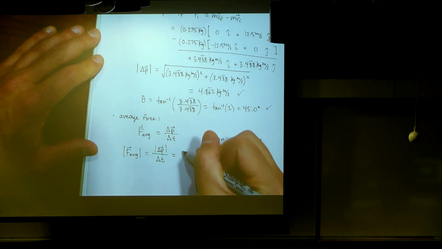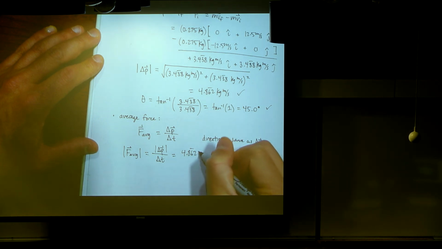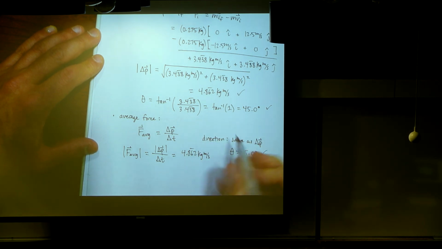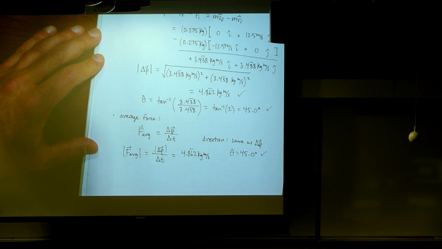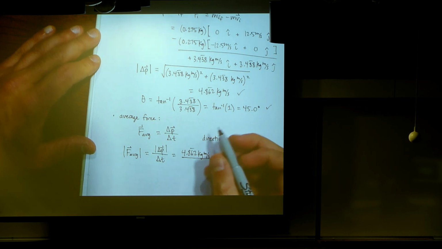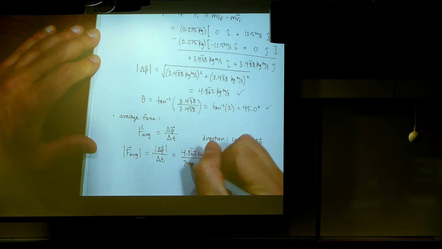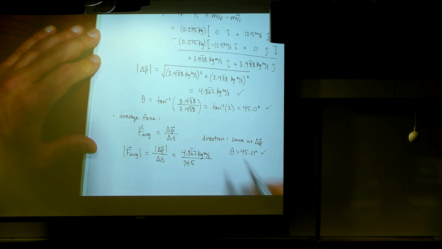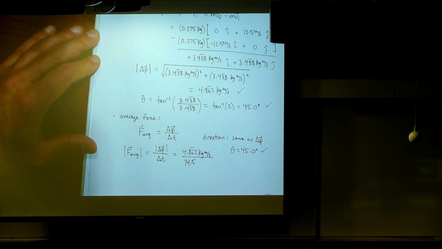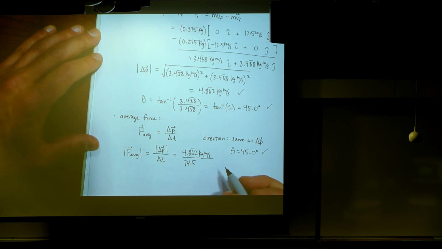So the magnitude of our delta P was 4.862. Units on that were kilograms meters per second, right? Because it's a mass times a velocity. But we divide out the time interval, which in this case was 74.5 milliseconds. So you guys remember milliseconds, or prefix milli, what that is? 10 to the negative 3 seconds. Yeah, so that's the same as doing 10 to the minus 3 seconds. You got to account for that because we need consistent units here, right?